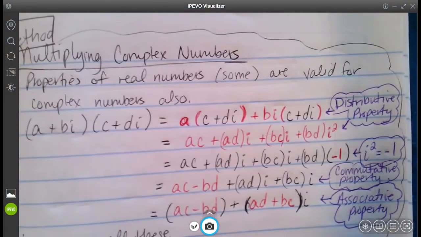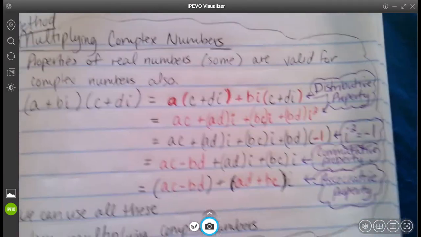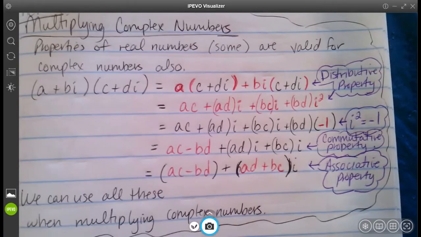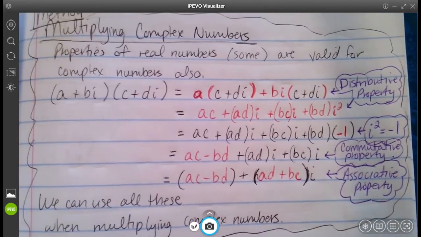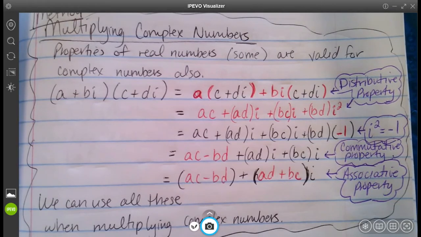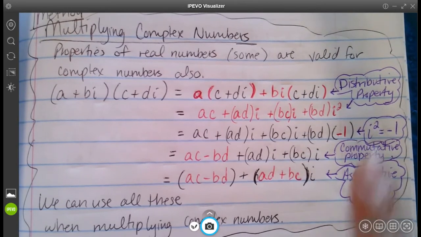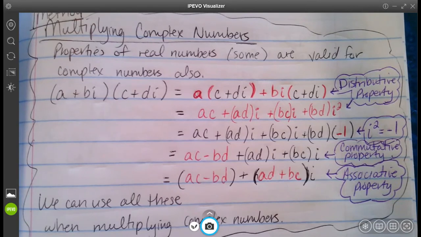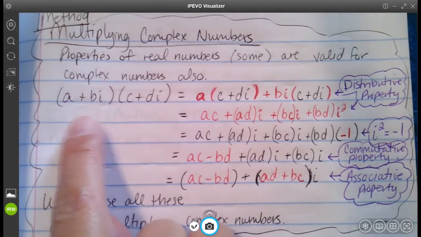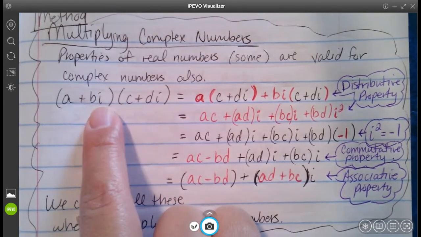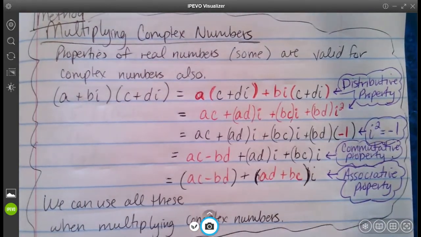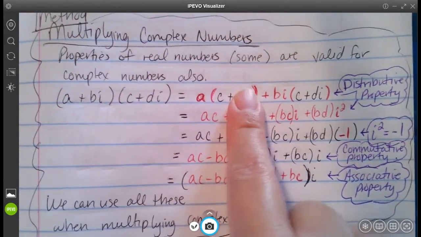So multiplying complex numbers. We have a few things here. Let me zoom out so you can see all of it. Okay, we have properties of the real numbers. Some properties are also valid for the complex numbers. These are just the properties from way back when you first started mathematics, okay? And you can see that we have two binomial looking things here that, if multiplied, are going to give you the following. So I'm going to go step by step here.